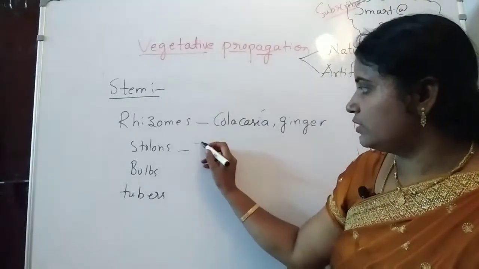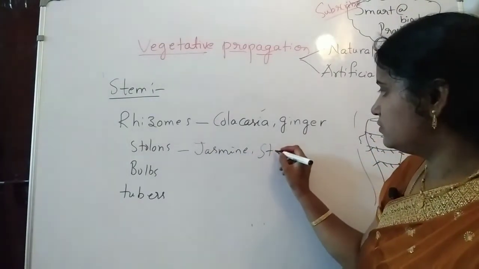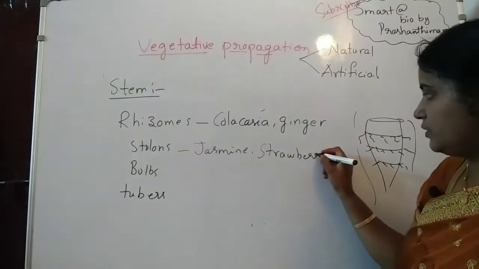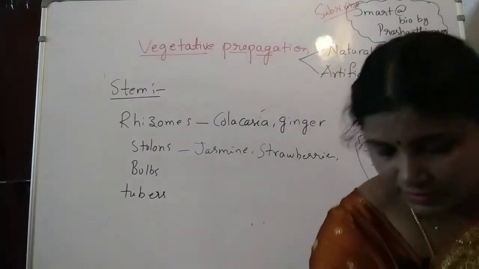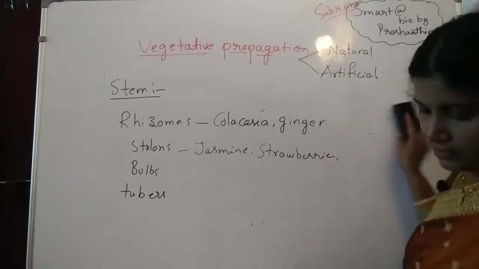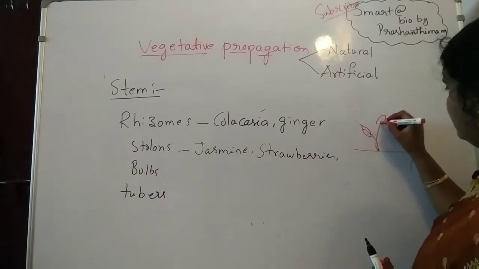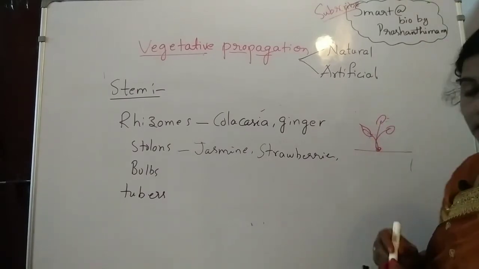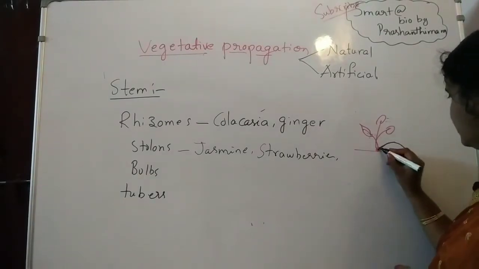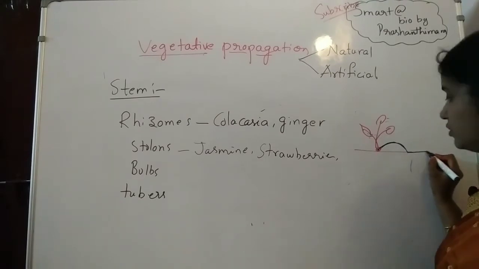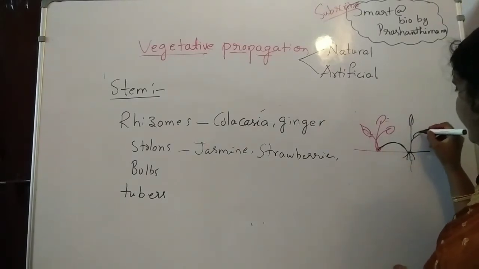Even stolons, for example jasmine and strawberries. Stolons are nothing but normally, in a plant, a branch of the parent plant grows, and if it touches the ground, it forms roots. Again it grows as an individual plant.